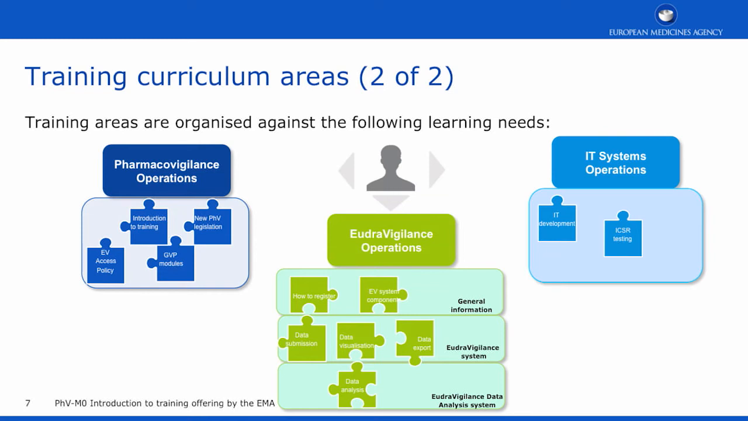And lastly, the IT system operations area contains 2 main modules, and these cover the ISO ICSR standard implementation for IT system developers, as well as testing instructions for how to test ICSR submissions by EudraVigilance.